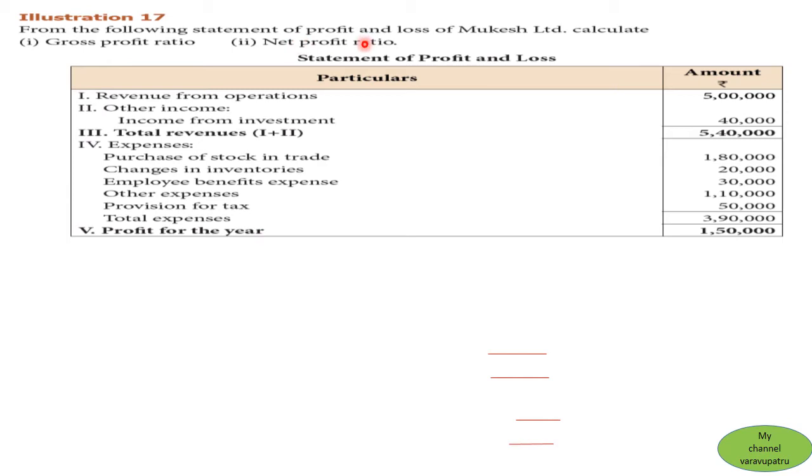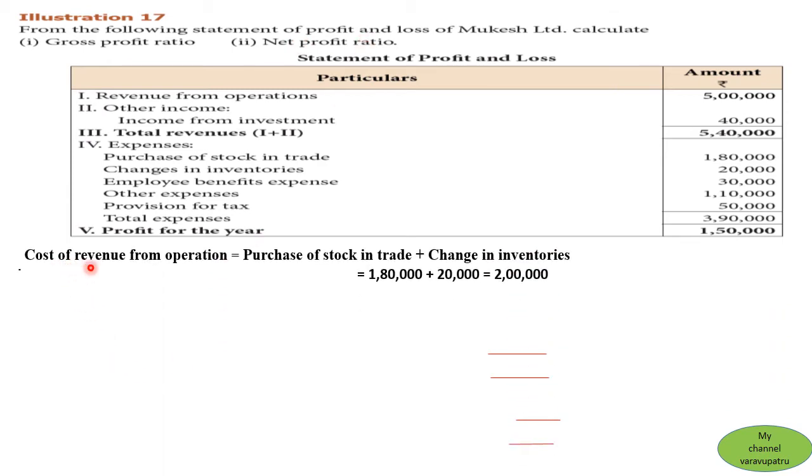Calculate gross profit ratio and net profit ratio. Cost of revenue from operation is equal to purchase of stock in trade plus change in inventories. Purchase of stock in trade is 1,80,000 plus change in inventories 20,000. 1,80,000 plus 20,000, 2 lakhs is the cost of revenue from operation.